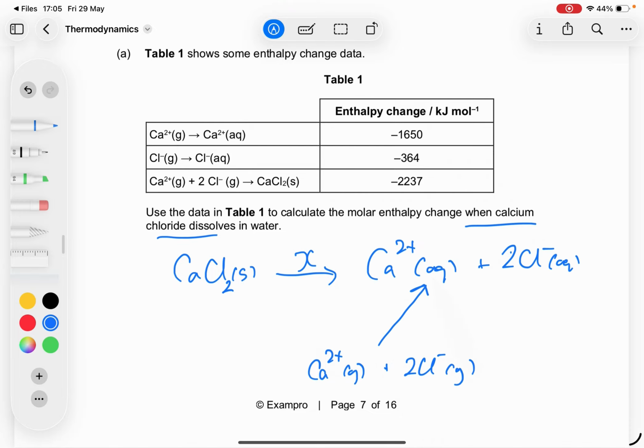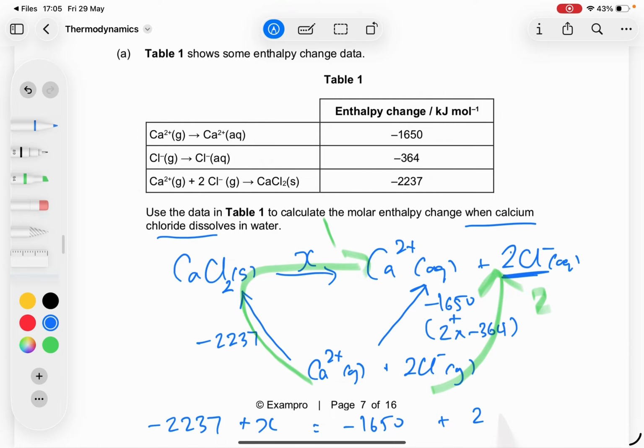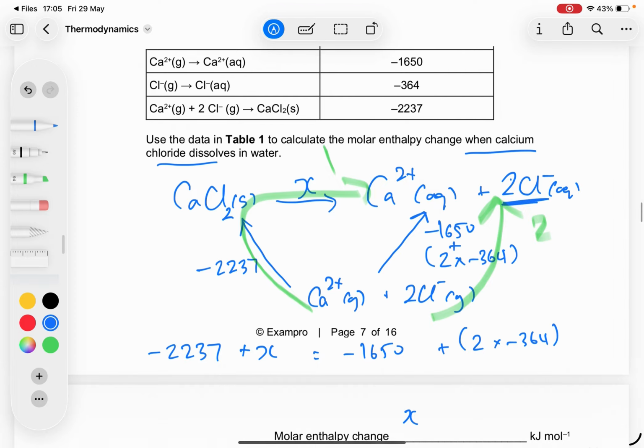Calcium hydration is minus 1650 and 2 times minus 364 because you have 2 chloride ions. And lattice enthalpy formation minus 2237. So minus 2237 plus X, note root 1 root 2, equals minus 1650, add 2 times minus 364, rearrange, and you will get X to be minus 141 kilojoules per mole, and that's really it, isn't it?